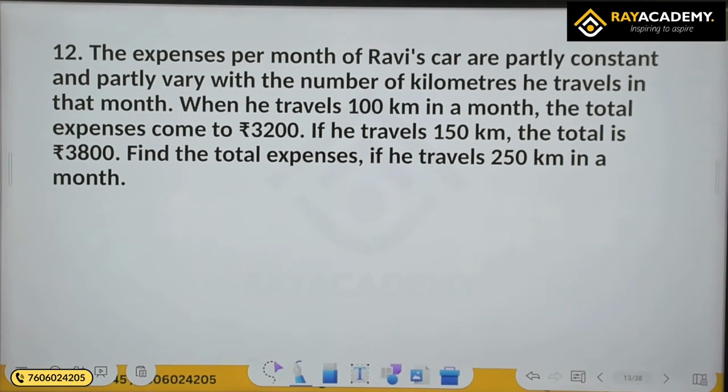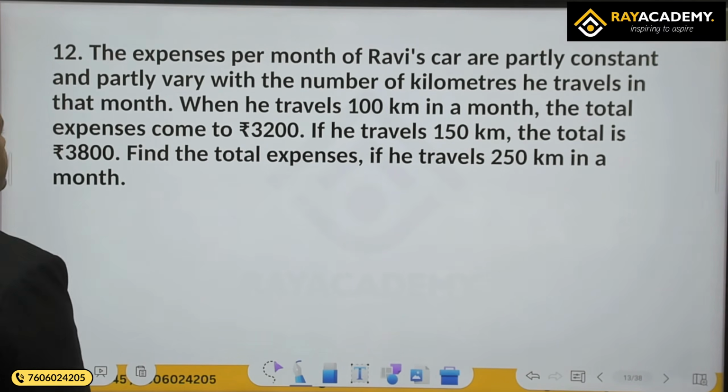The expenses for a month of Ravi's car are partly constant and partly vary with the number of kilometers he travels in that month. When he travels 100 kilometers in a month, the total expenses come to 3,200 rupees. If he travels 150 kilometers, the total is 3,800 rupees. Find the total expenses if he travels 250 kilometers in a month.